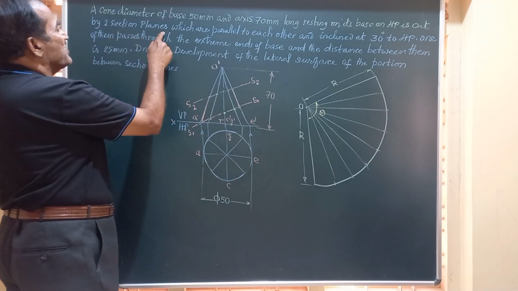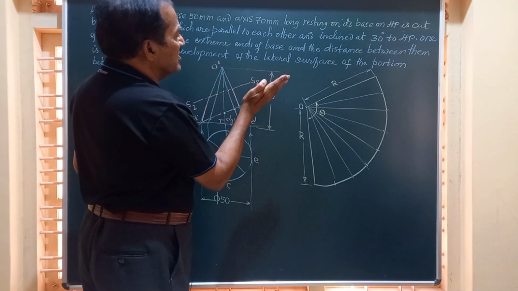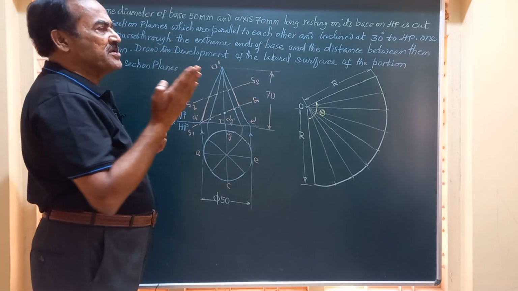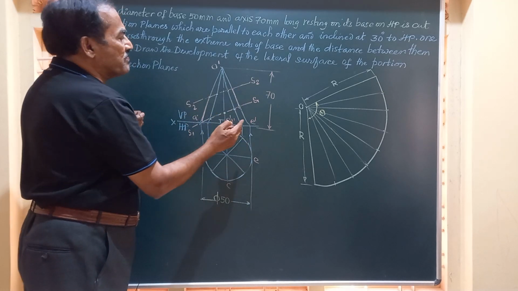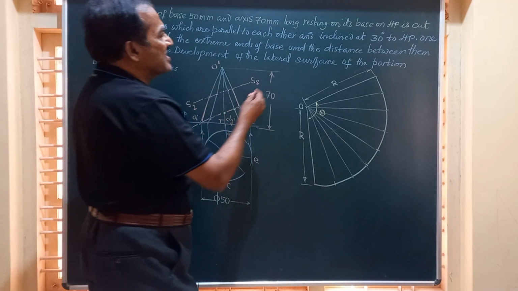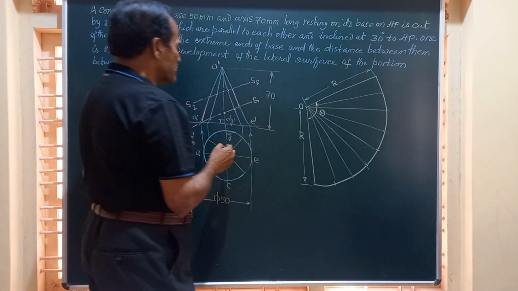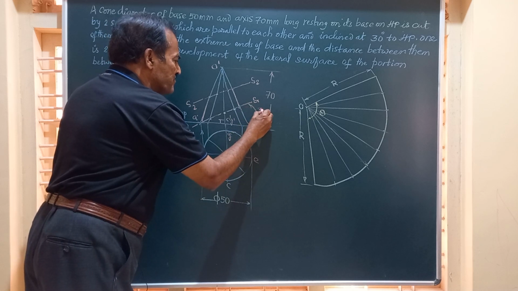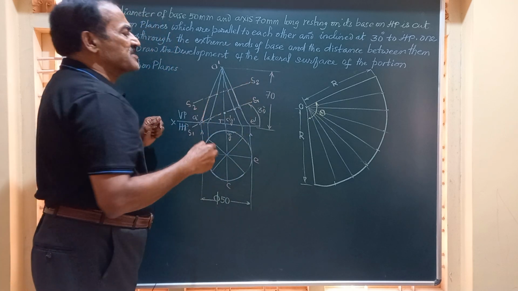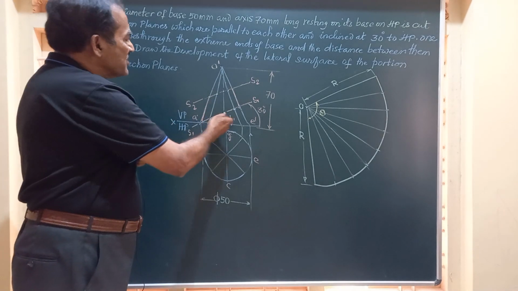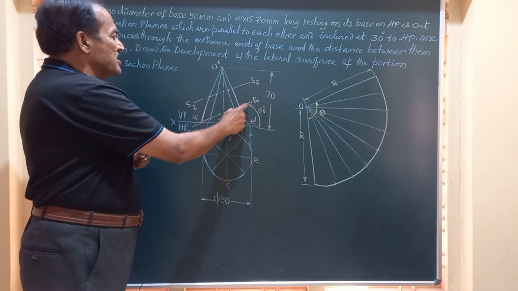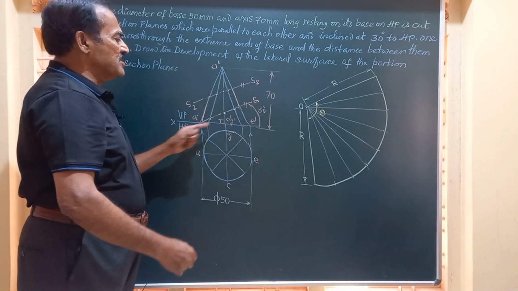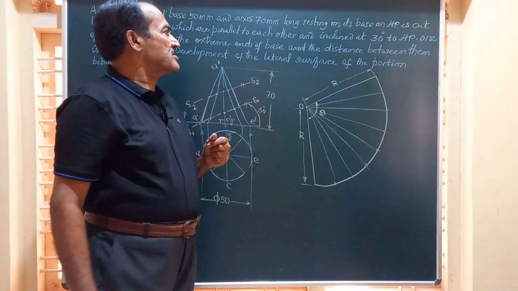So it is cut by two section planes which are parallel to each other and inclined 30 degrees to HP. Very obviously they are going to be perpendicular to VP, and these two are parallel to each other and they have given the condition that they are inclined at 30 degrees to HP. Suppose this is inclined at an angle of 30 degrees to HP. The other one is also inclined at 30 degrees to HP because these two section planes, represented by S1, S1 and S2, S2, are parallel to each other. So very obviously, they will have the same inclination with the horizontal plane.